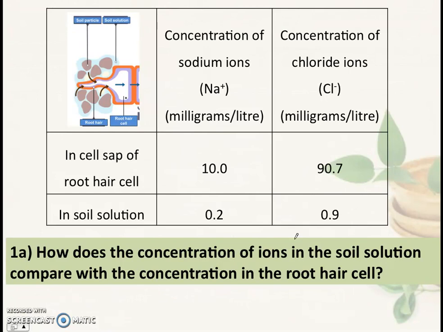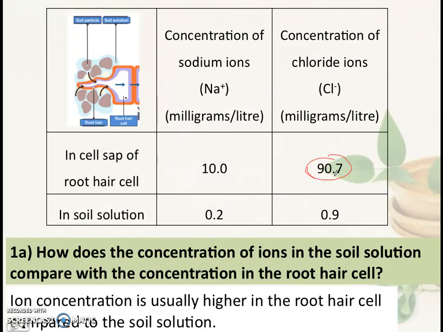Right, now hopefully you realized this. You compared, okay, sodium, 10 milligrams per liter, and soil solution only 0.2. So it seems that the cell sap of the root hair cell has a higher concentration of sodium ions. And the same case can be found for chloride ions. The cell sap has a much higher concentration compared to the soil solution. Okay, so the mineral ion concentration is usually higher in the root hair cell compared to the soil solution. This is usual, okay, usually.